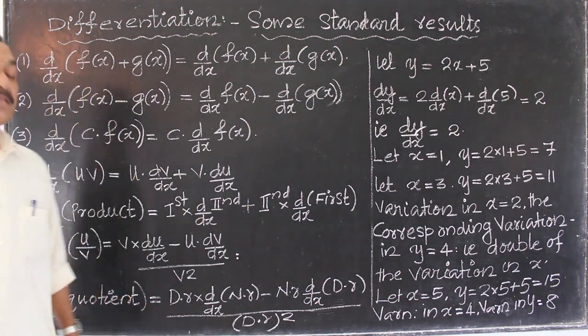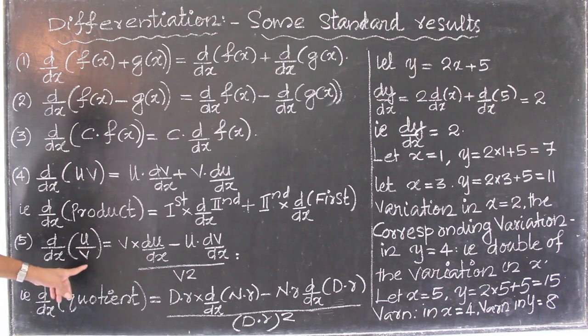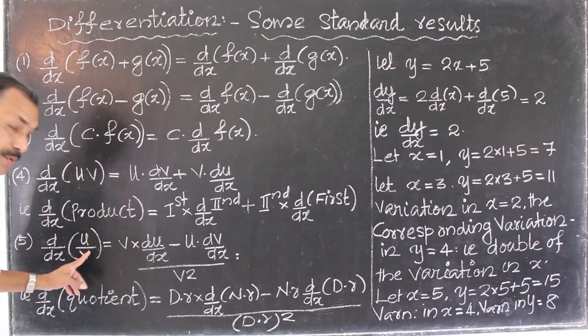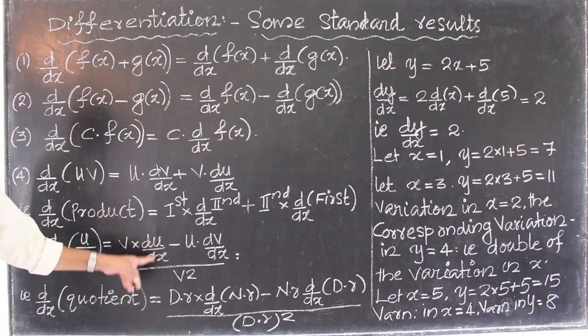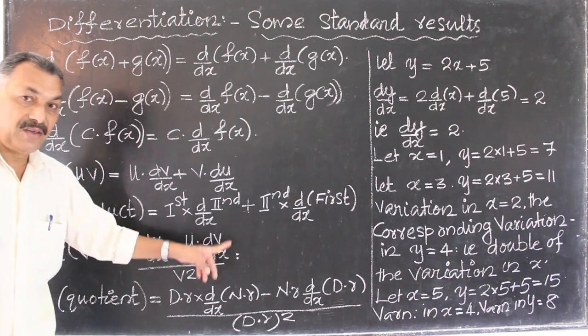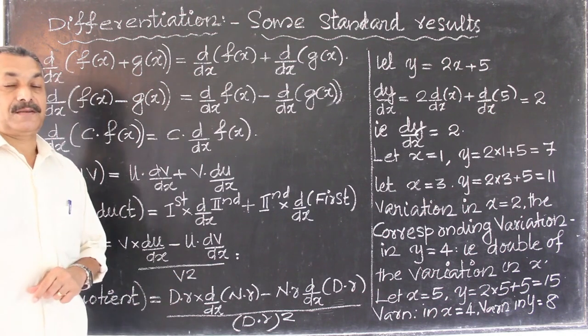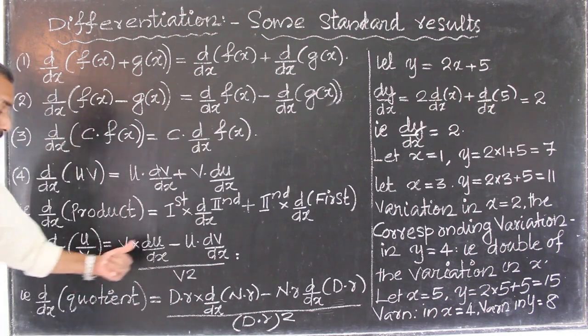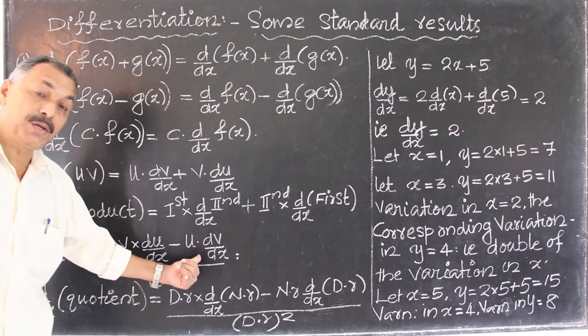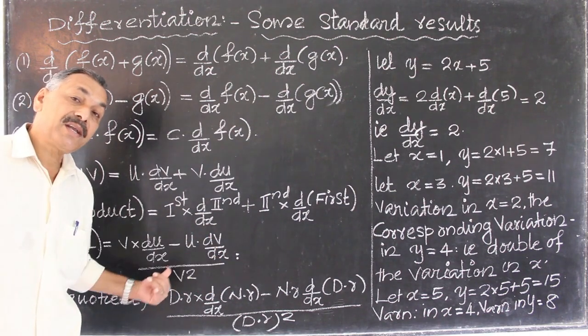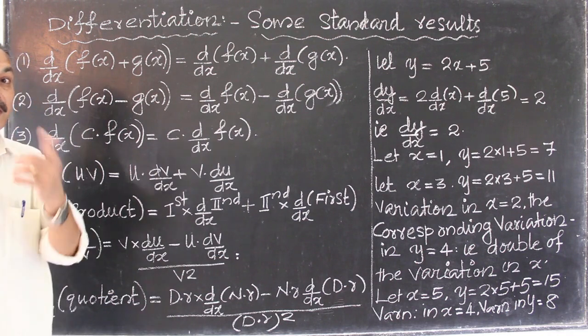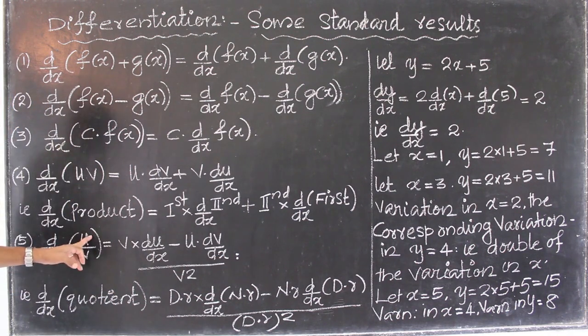The next is derivative of u by v, that is a quotient, derivative of a quotient. Derivative of the quotient u of x divided by v of x is equal to v into du by dx minus u into dv by dx, divided by v square. So, v is the numerator's counterpart in the formula, and v square is the denominator.